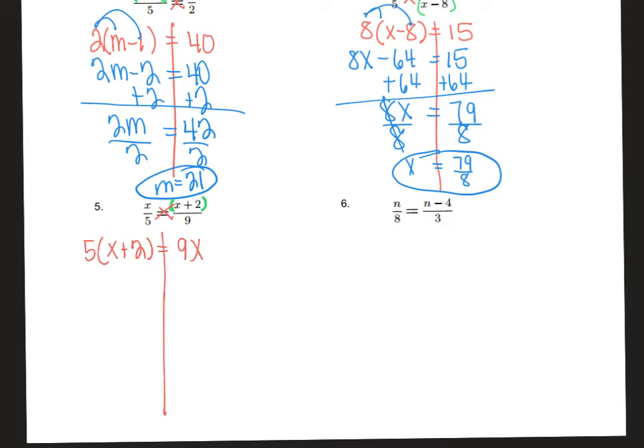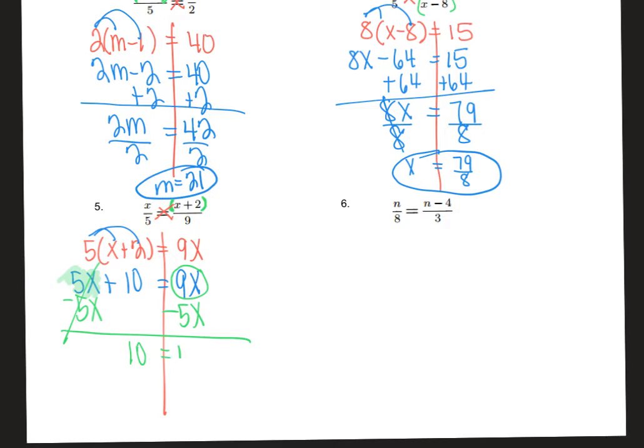So here we end up with a variable on both sides. Distribute this, so we get 5x plus 10 equals 9x. Now, we need to bring the 5x over because we need x's only on one side. And we don't really have a choice because if we bring this over, we'll end up with nothing on our right side, and that's a problem. So we have to bring this 5x over. So these are gone. We get 10 equals 4x. We divide both sides by 4, and we get x equals 5 over 2.